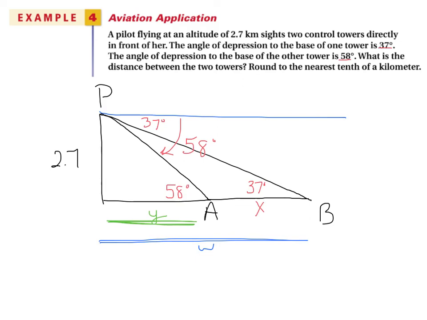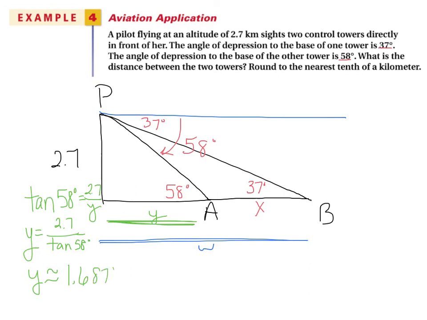So in green, let's start with y. Since I have 58 degrees, I have the opposite side and the adjacent side, so that means I'm going to use tangent. So tangent of 58 degrees equals 2.7 divided by y. If I multiply both sides by y and divide by tangent of 58 degrees, I'm going to get y equals 2.7 divided by tangent of 58 degrees. That gives me approximately. Now, I'm going to actually put a long decimal in here so I can get an accurate difference when I subtract them. So y is approximately 1.6871 kilometers.